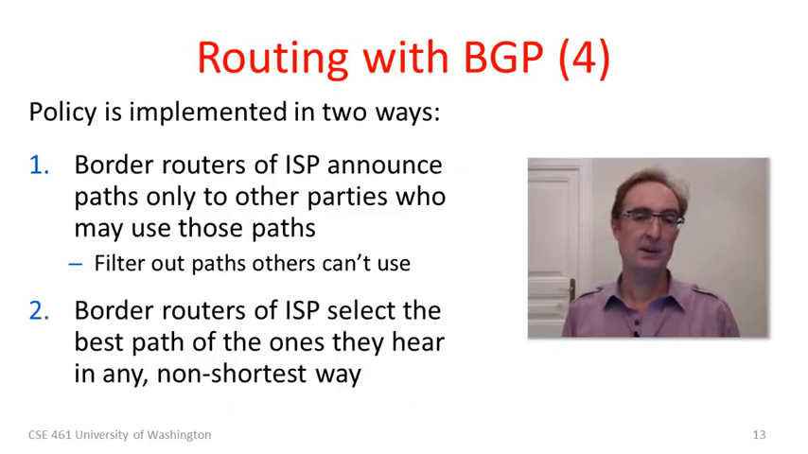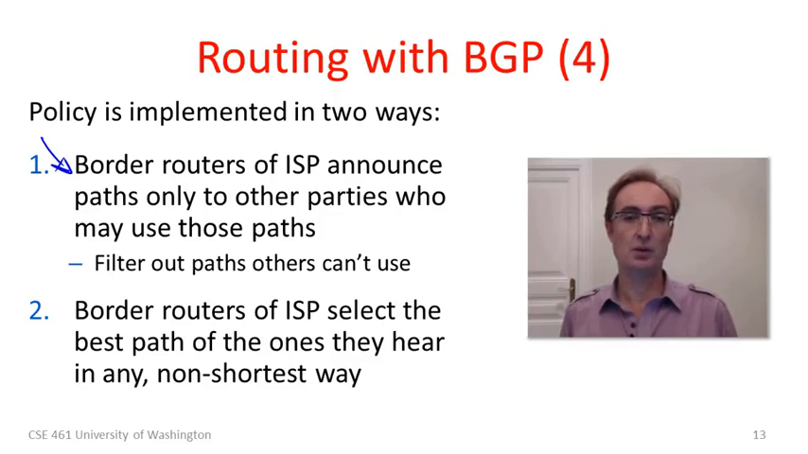Okay, now we're ready to understand how policy is implemented. We've talked about peering and transit policies. We just want to know how to implement them with BGP. BGP is a path vector protocol. We implement policies in two ways. The first thing we do is that the border routers of an ISP only announce to particular parties the paths that those parties are allowed to use. That is to say, we filter out the announcement of paths we don't want anyone to use. So we're applying policy by restricting the kind of connectivity and paths that we're offering to everyone else. That's most of what we'll see in the next slides.